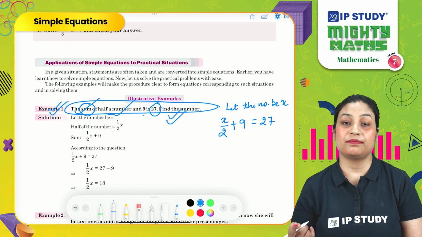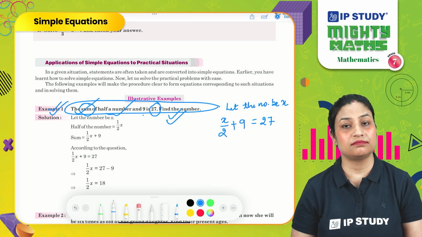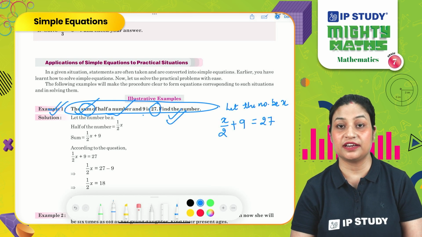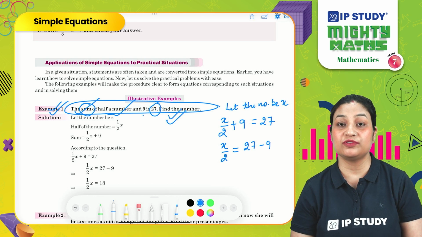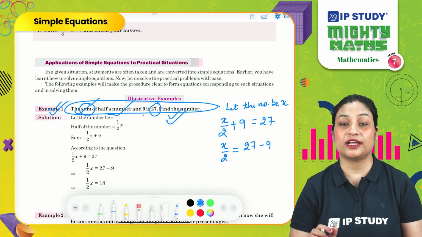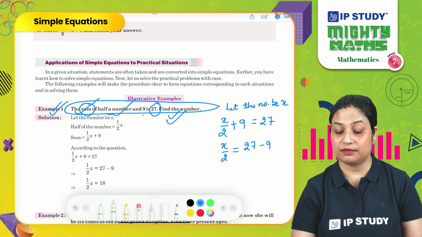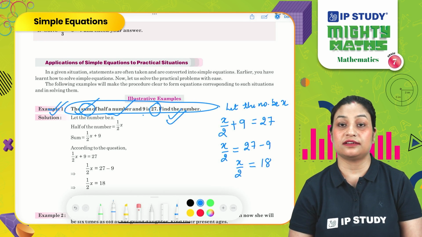What is my next step? Now to solve it, right? How are we going to solve it? Simply, you can take any method. Let me take the transposition method over here. x by 2 is equal to 27 minus 9. Why am I doing so? So the numbers can be together and the variable can be together or simply left behind because we have only one variable over here. So let me solve it. We will get 18, right?